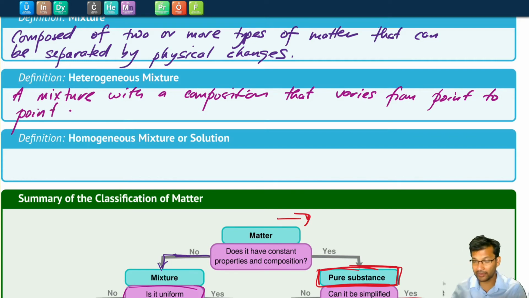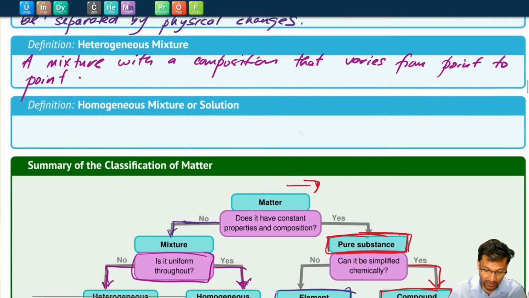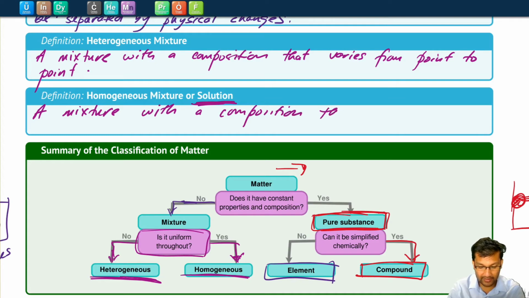An example would be like concrete that we mentioned earlier. It's a mixture made up of many different things, and if you look at different parts of that mixture, you'll have very different makeup of its atoms. Whereas a homogeneous mixture, we sometimes call a solution, and that is just a mixture with a composition that is the same or uniform throughout.